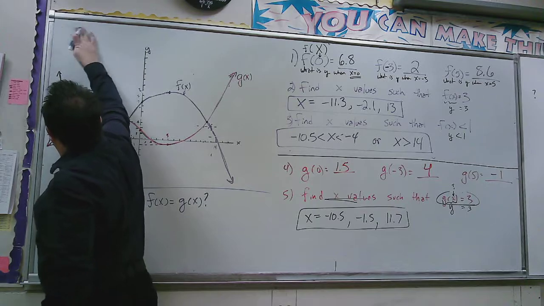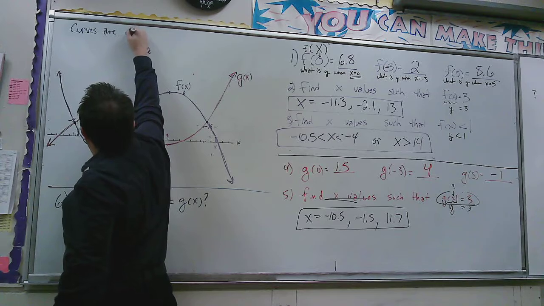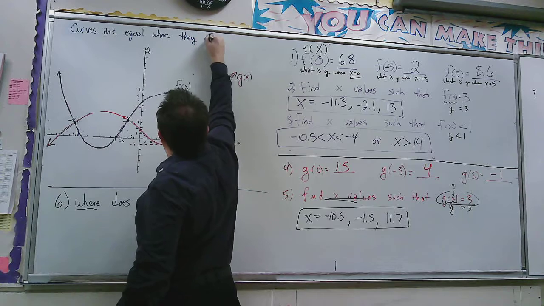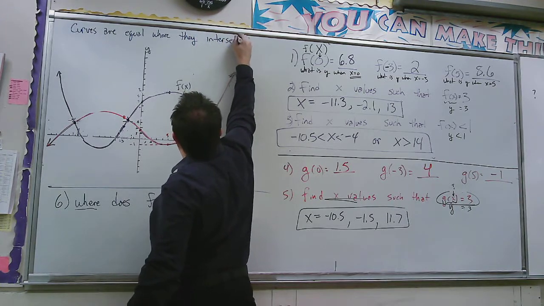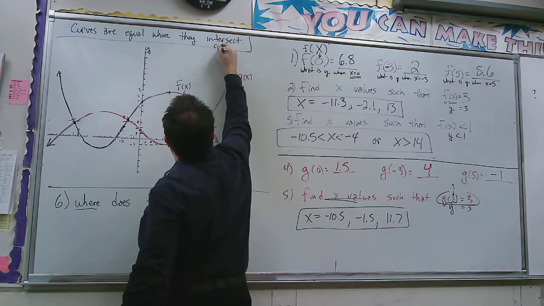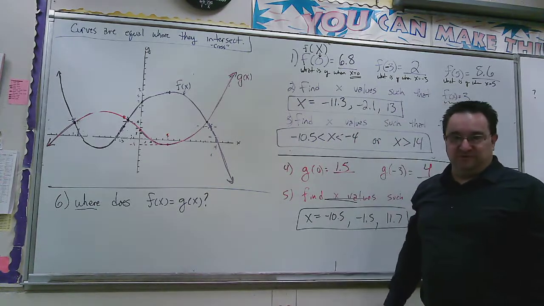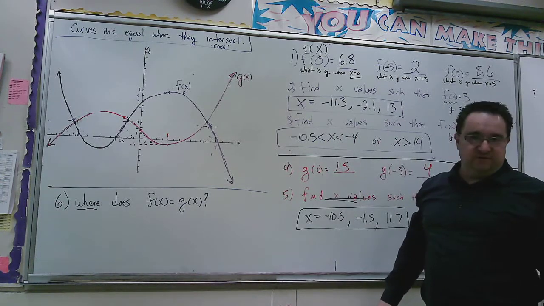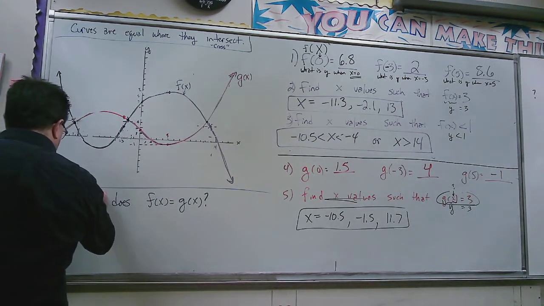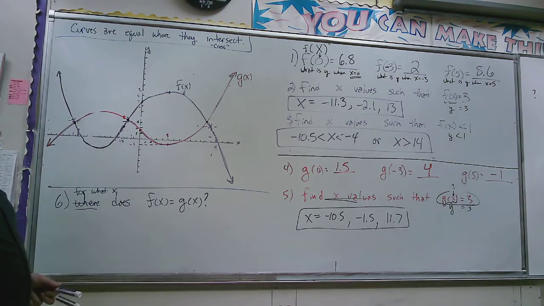Curves are equal where they intersect. And of course the word intersect means kind of cross each other. So I should be getting 3 answers for this, 3 x values for where those things cross. For what x? For what x values does f of x equal g of x?